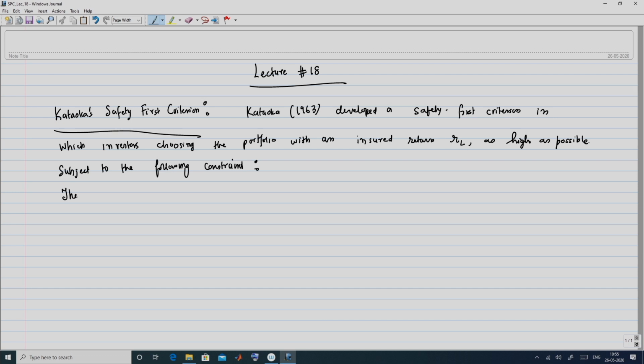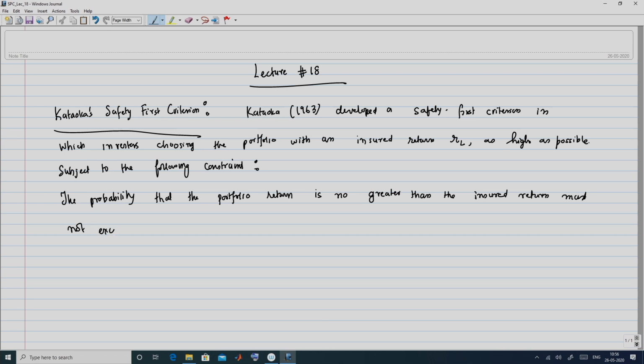and the constraint is the following, that the probability that the portfolio return, that means the portfolio that has been actively managed, is no greater than the insured return must not exceed a predetermined level denoted alpha.